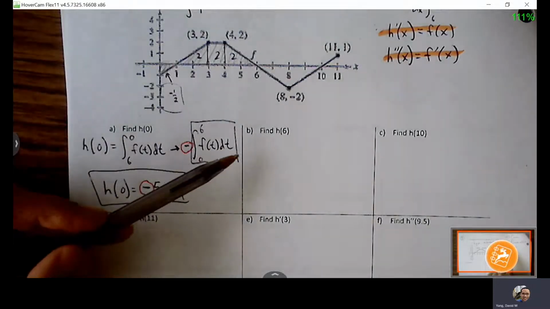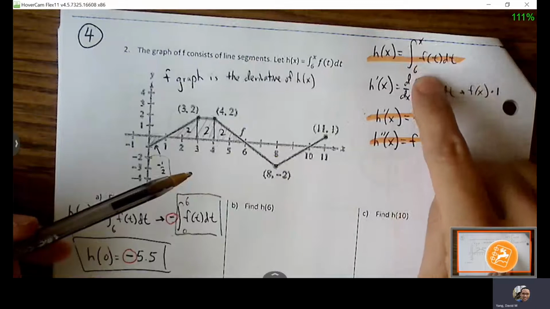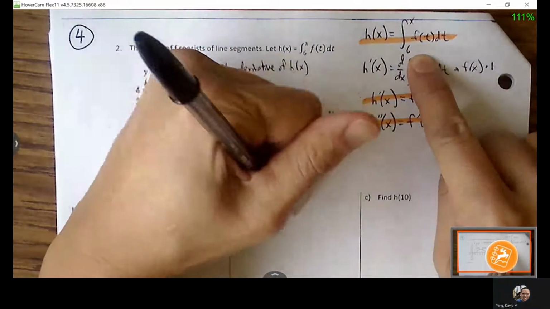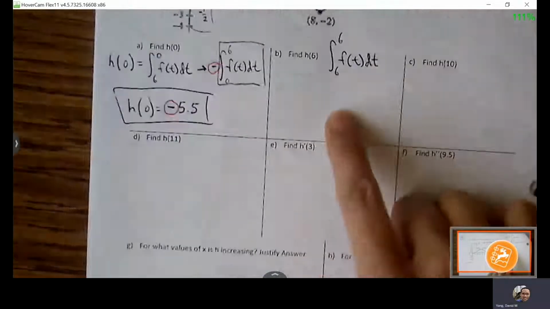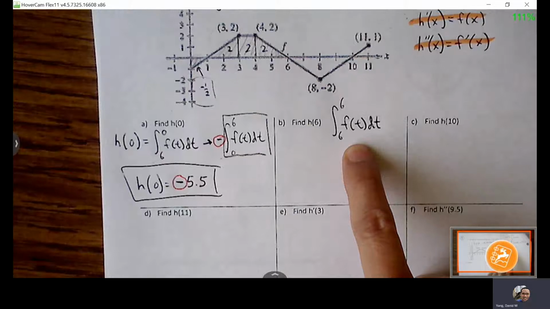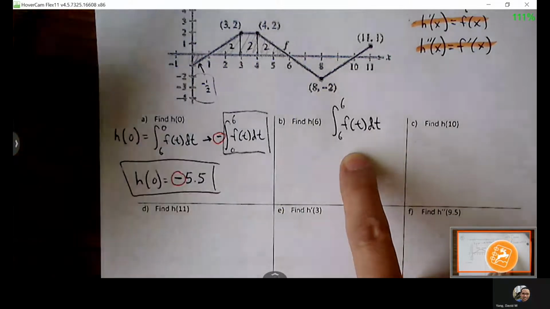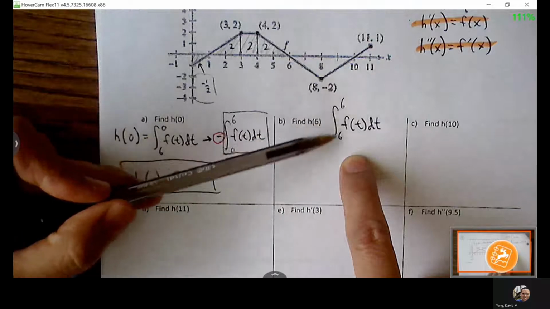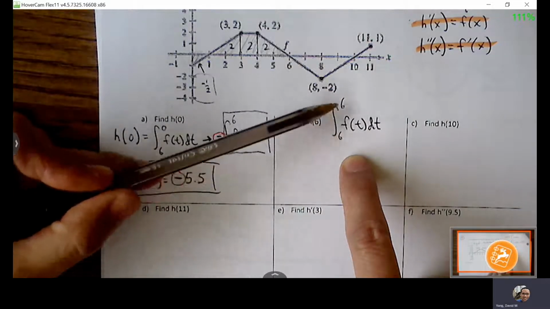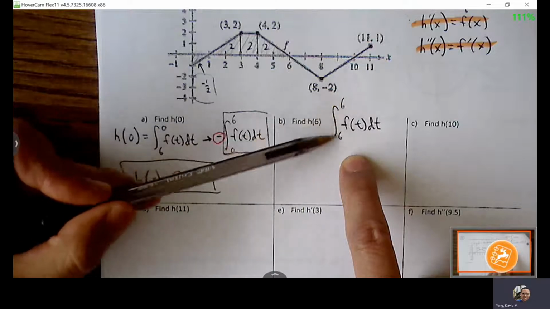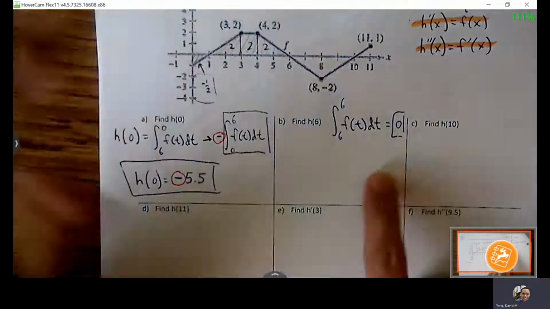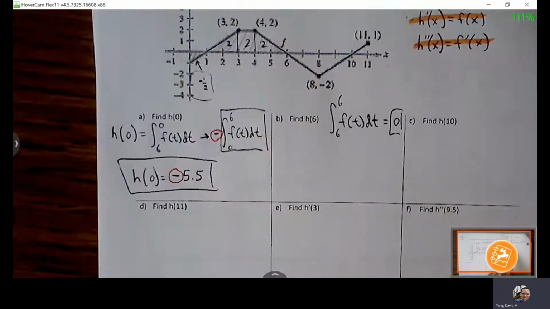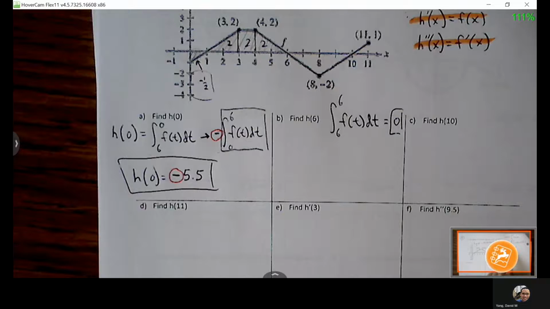All right, so now part B, find h of 6. Okay, we're back to our definition. What do you think the area or the region is if we're going from 6 to 6? What happens if the upper and lower bound are the same value? It's always going to be 0, right? Because if we start and end at the same spot, we haven't created any area for us to find. So it's always 0. Okay.